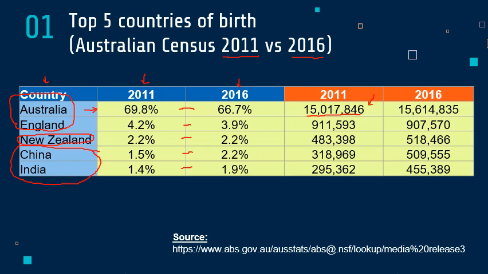Now, it hasn't shifted the ranking of them, but that's the kind of comparisons we can make there between the years, as in 2011 and 2016, but also between the countries of birth, and make some comparisons there. So that's how a two-way table works in this instance.